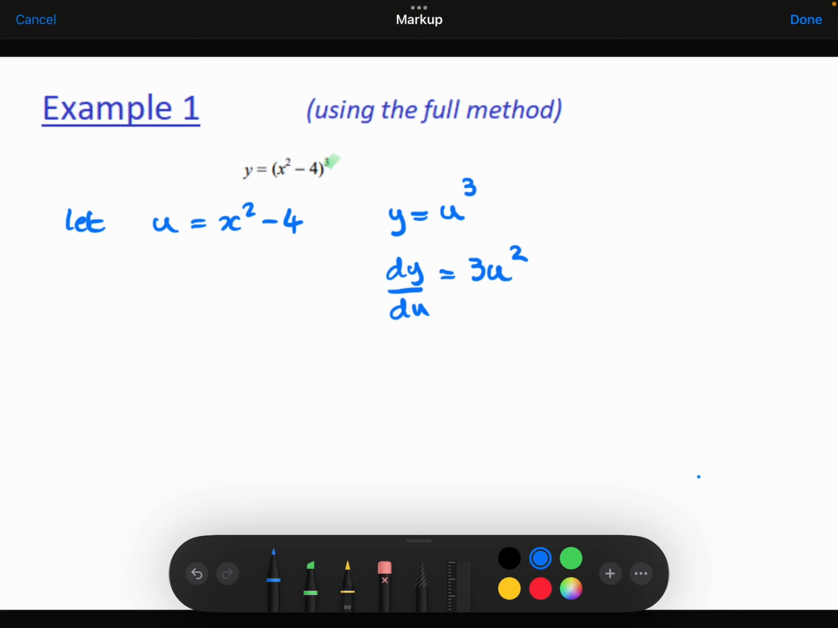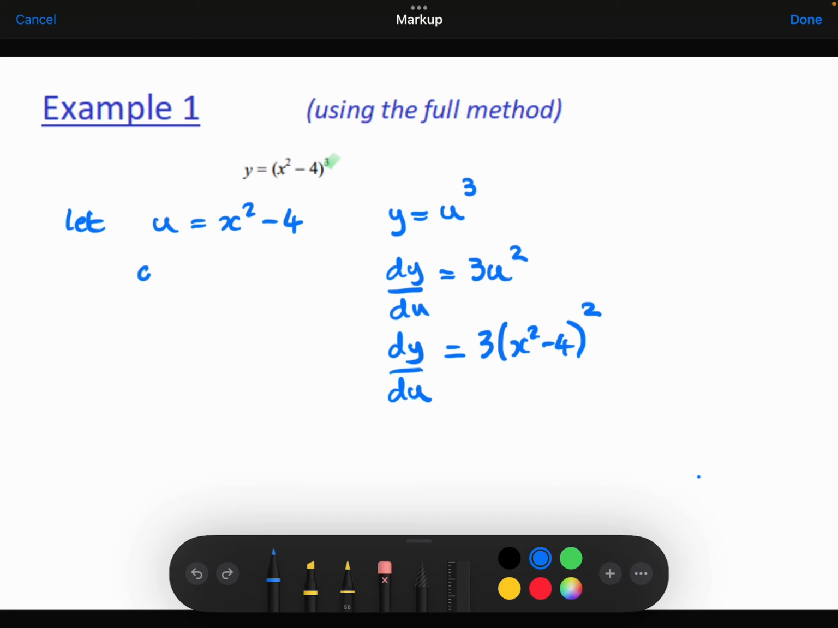But I don't want to give my answer in terms of u, I want to give my answer in terms of x. So I need to think back, what was u? It was the x squared minus 4. So I'm going to change that to be 3 lots of the x squared minus 4, all squared. So far I've found dy by du, which I don't want. I want dy by dx, the gradient function.